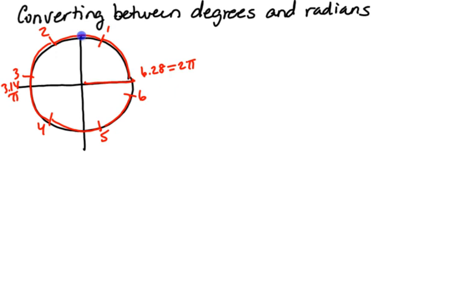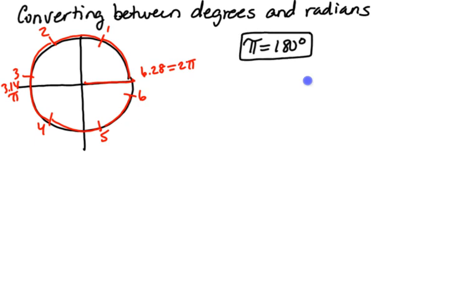That's pi radians. So if we know there's 2 pi radians in 360 degrees and pi radians in 180 degrees, then we have a really good ratio that we can work with. So I'm going to use this as my big idea: pi is equal to 180.